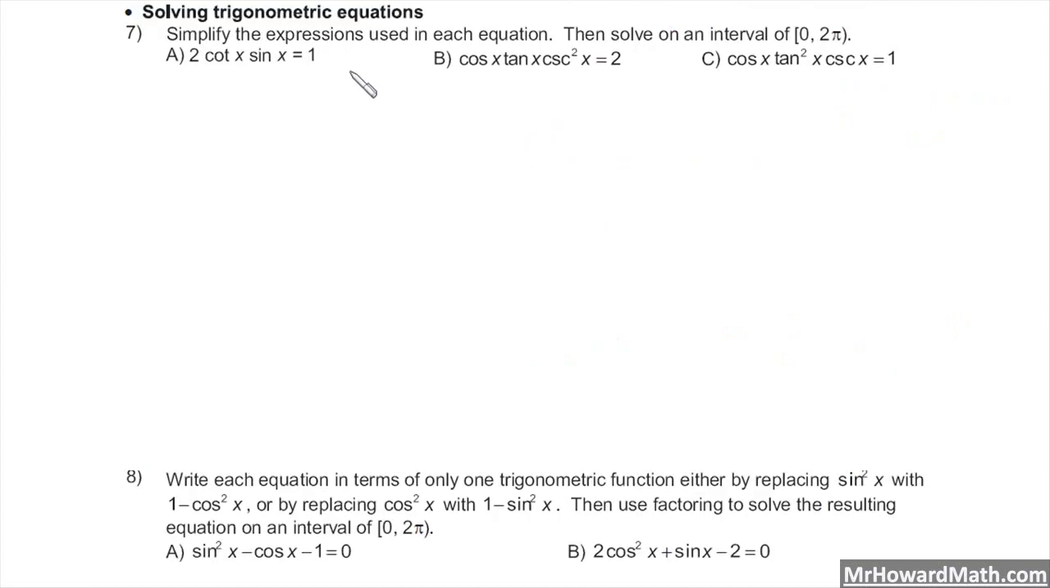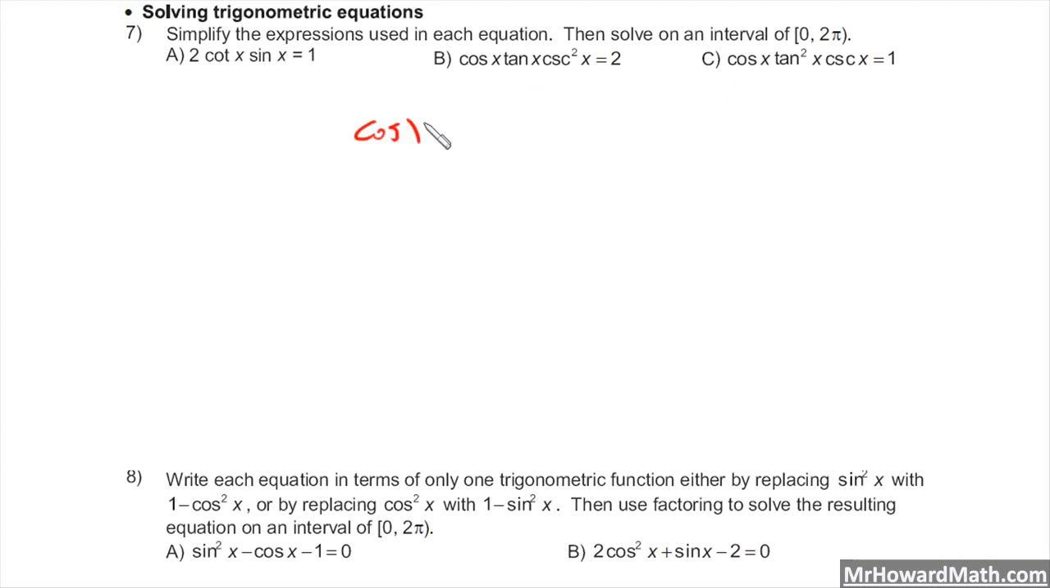Okay, part 7, solving trig equations. Simplify the expressions used in each equation, then solve on an interval from 0 to 2 pi. So in other words, solve it on the unit circle. So I'll do this part B here. I'll rewrite everything in terms of sine and cosine to start with.